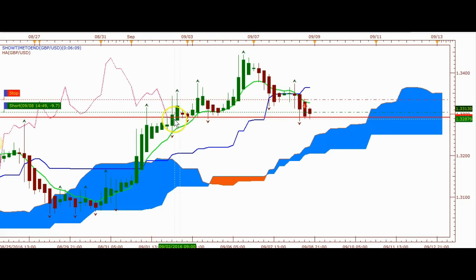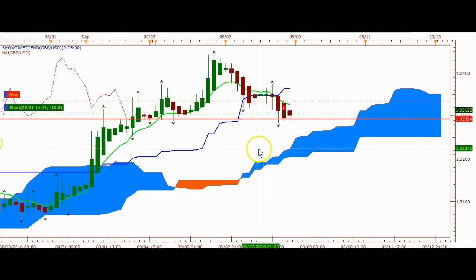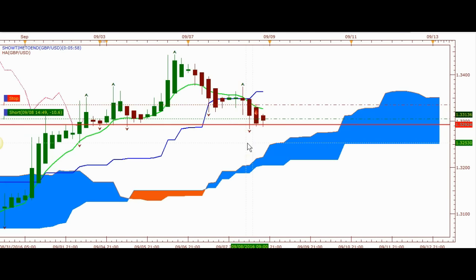But I don't follow the doji most of the time. I look for price to close below Tenkan-sen or above Tenkan-sen. In this case, I'm looking for it to close above. All right, so this is my trade. I'm going to keep you updated on my trade.